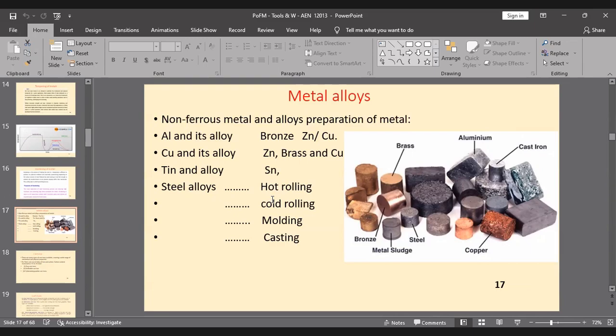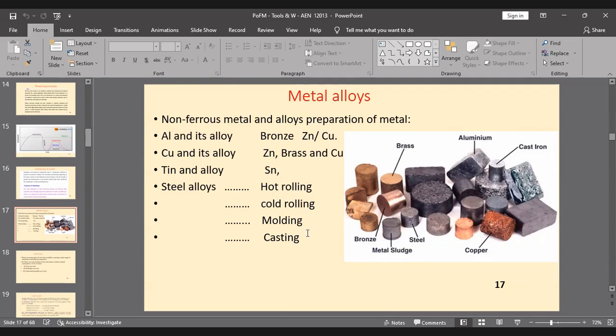But here we consider non-ferrous metal: aluminum, copper, tin, something like that, right? That is non-ferrous metal. Bronze, zinc and copper, zinc, brass, and copper and tin alloy. So that alloy, steel alloy, can be utilized for hot rolling, cold rolling, molding, casting, any type of things. So this is metal world, steel world, metal world.